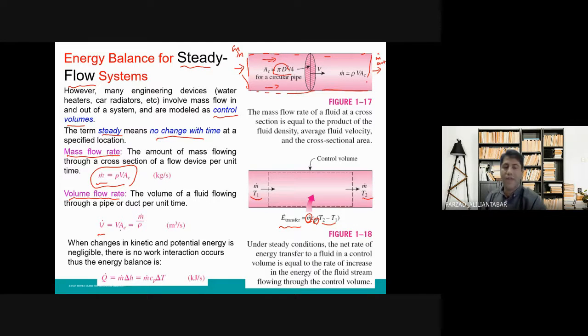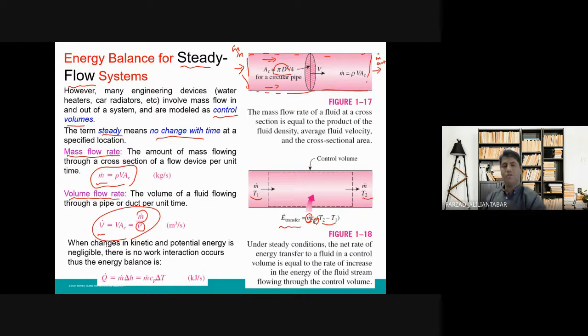And V Ac, the velocity times the cross-section area of the fluid flow, is also equal to m dot, the mass flow rate, divided by rho. This is also an important equation you will see in the examples.